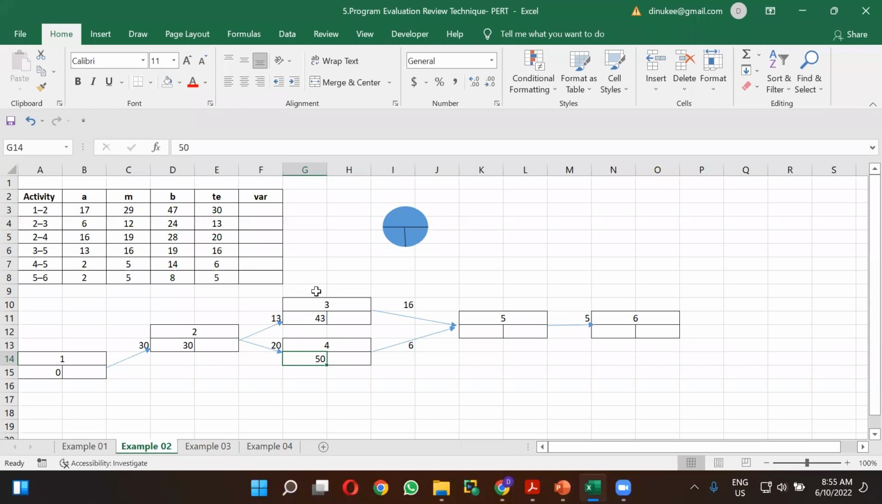After going from the third activity to the fifth activity, there are 2 arrows, right? So when you have 2 arrows, as you are doing the forward pass calculation, what value do you have to take? The lowest value or the highest value?